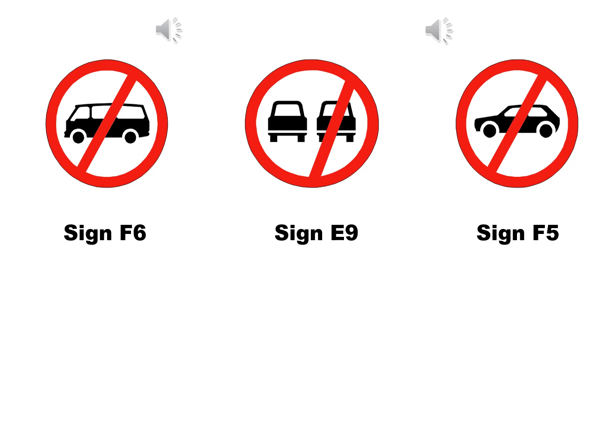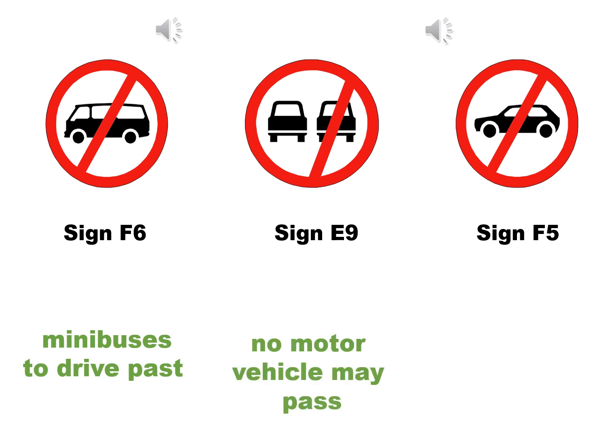Signs with a red stroke going across them forbid you from performing a specific action. Sign F6 forbids minibuses to drive past the sign. Sign E9 shows you that no motor vehicles may pass each other. Sign F5 shows you no motor cars may drive there.